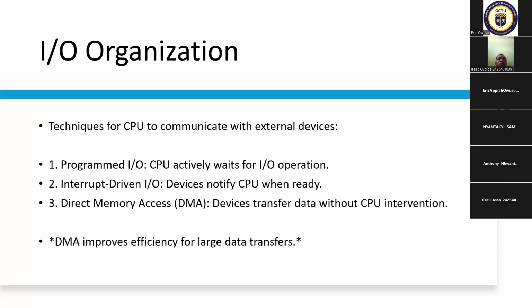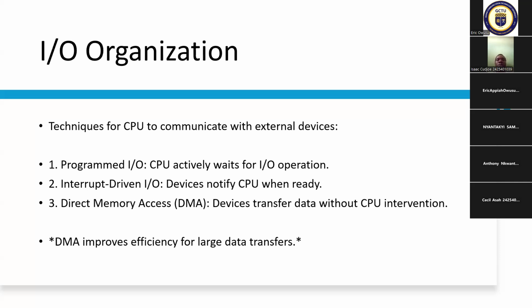Second, interrupt-driven I/O. How it works: the I/O device sends an interrupt signal when it is ready. The CPU stops what it's doing, handles the I/O task, and resumes its work. The pros are that the CPU is free to do other tasks until interrupted, it is more efficient than polling, and it is better suited for multitasking systems. The bad side is that it requires interrupt handling hardware and software.